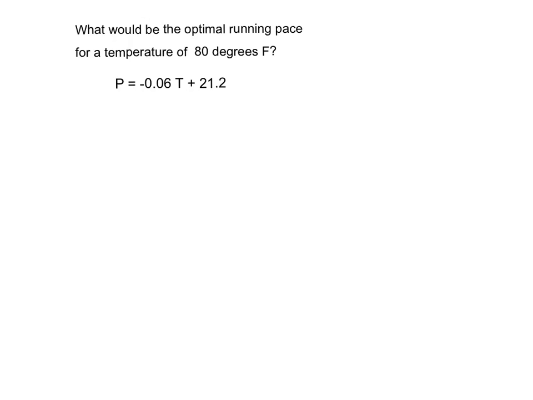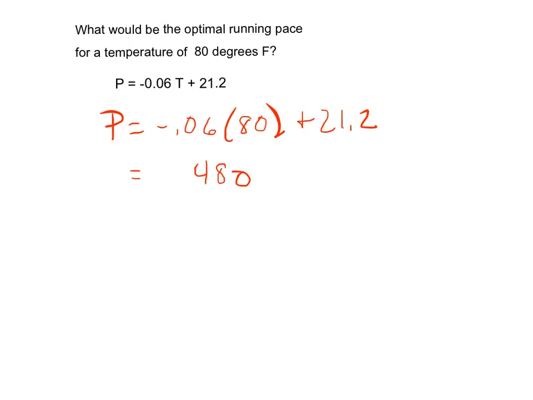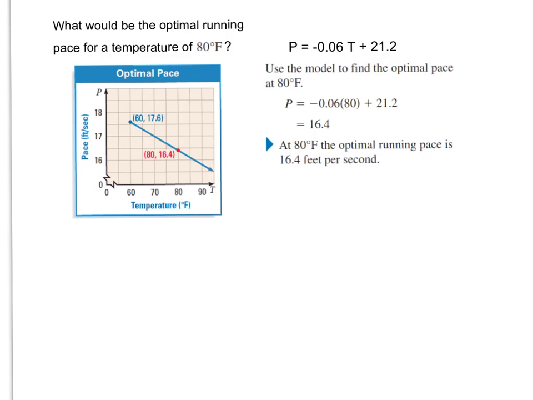So if we want to determine what the optimal running pace would be for a temperature of 80 degrees Fahrenheit, we'll just use our formula, negative 0.06 times 80 plus 21.2, and just multiply. And again, positive times a negative, so we'll get our negative 4.8, so the pace would be equal to 16.4. That's feet per second. Okay, so here we see that again worked out, and you can see the graph at the left that represents that optimal running pace at 60 degrees and the 80 and 16.4 that we plugged in, and you can see that it fits the graph.